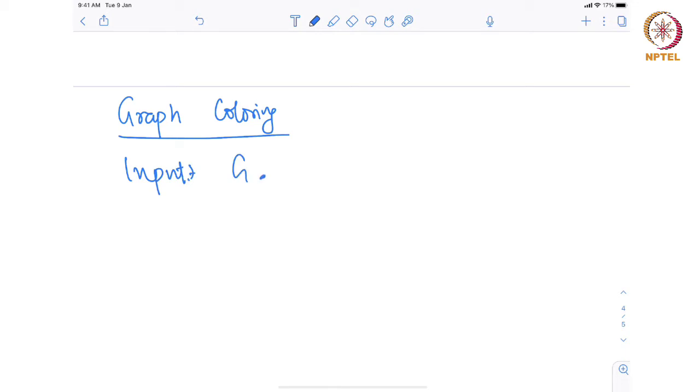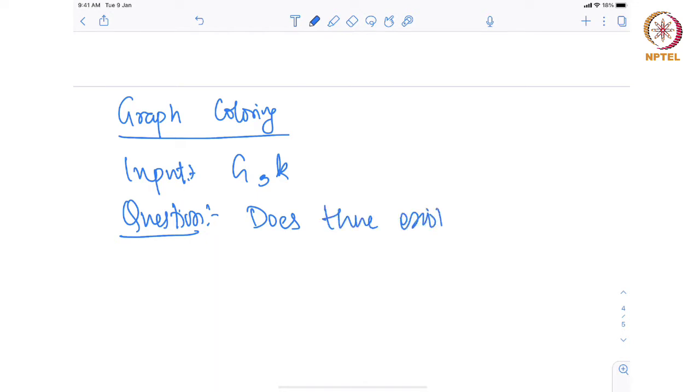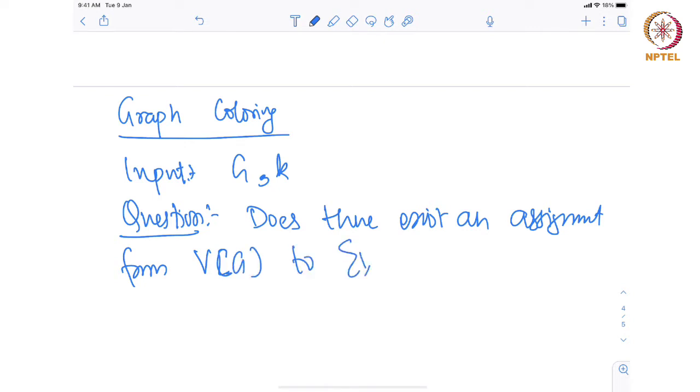The input is a graph G and an integer k, and the question is, does there exist an assignment from the vertex set of G to integers 1 to k, also called colors, okay?